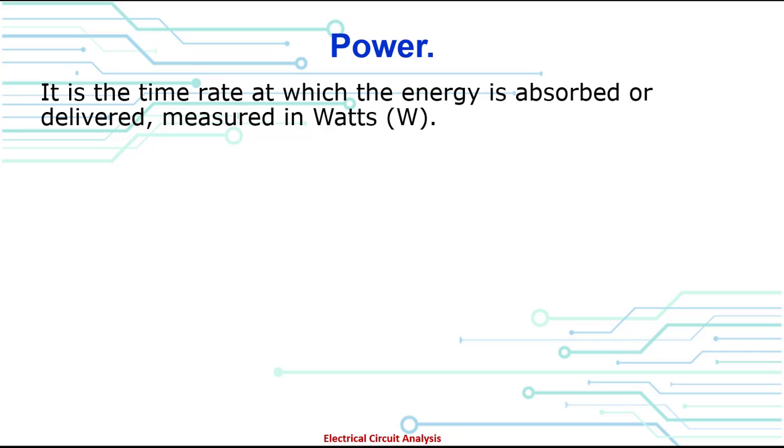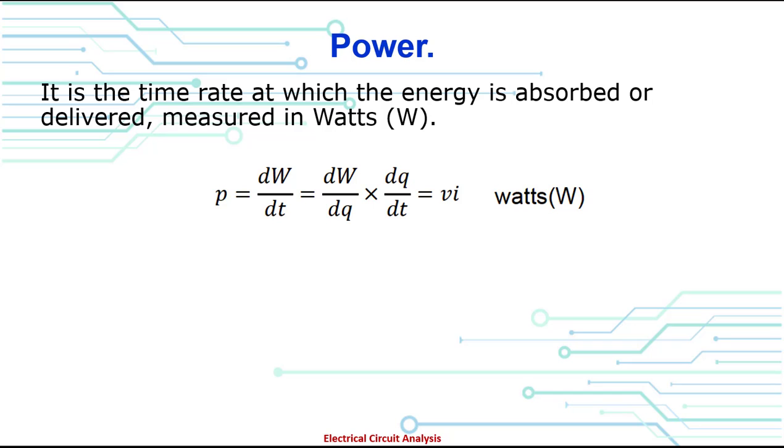Power is the time rate at which energy is absorbed or delivered. It is measured in watt. Mathematically, we can write power is time rate of change of energy. Applying chain rule of derivative, we can write this derivative as change of energy with respect to change in charge multiplied by time rate of change of charge. Now, change of energy with respect to change of charge is given as voltage, and rate of change of charge is given as current. So we can say power is product of voltage and current, and the units are obviously watts.